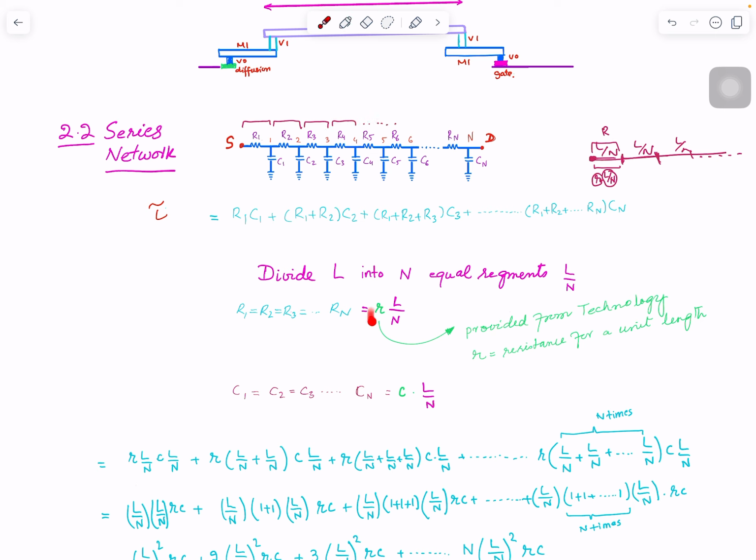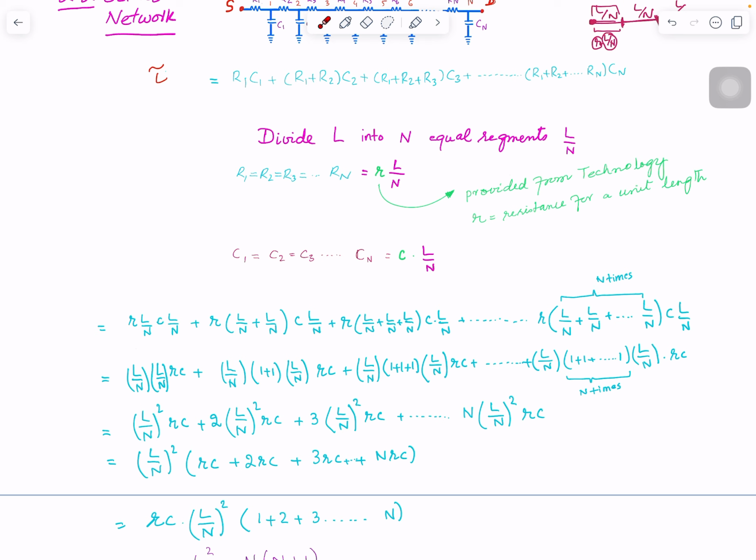So the resistance of each tiny length here is small r multiplied by the length, which is L over n. In exactly the same way, all these capacitance values are equal, and that is small c, which is capacitance per unit length, multiplied by the length, which is L over n. Now, each R1, R2 is equal to this, and each C1, C2 is equal to this.